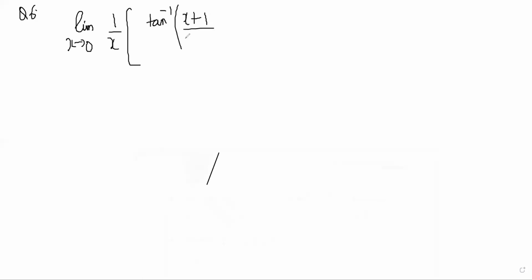Next one is which one? Sixth one. Yeah, 6th one. Okay. Value of limit. This feels like the 1 power infinity type of form. Limit x tends to 0, 1 by x into tan inverse x plus 1 by 2x plus 1. Okay, it is just L'Hopital again.